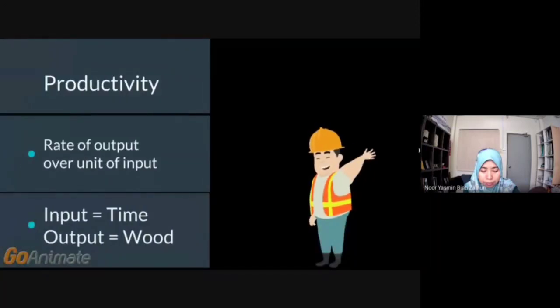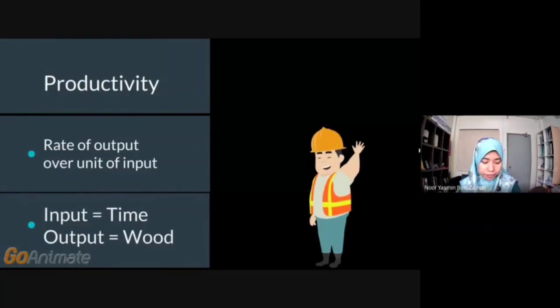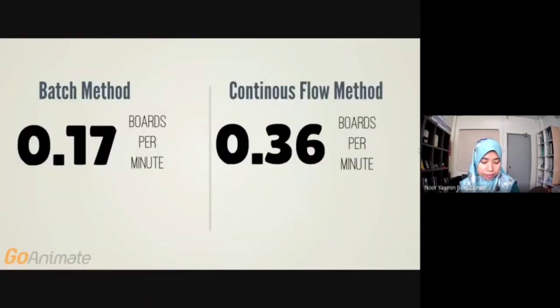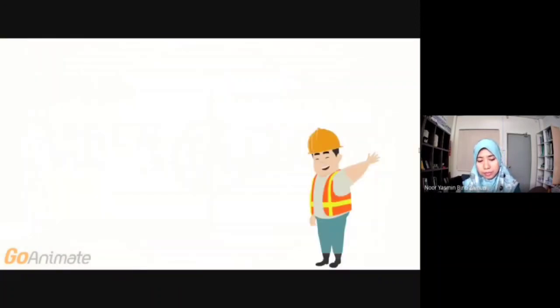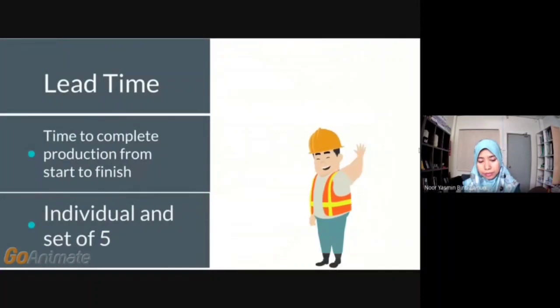First and foremost, let's measure productivity. We'll define productivity as the rate of output of input. Our input will be time in minutes, and our output will be measured in boards. Our first method produced 5 boards in 30 minutes, with a productivity rating of 0.17 boards per minute. Our second method comes in at over double that value, having produced 5 boards in 14 minutes for a productivity rating of 0.6.